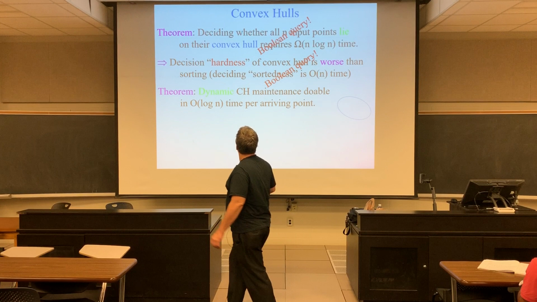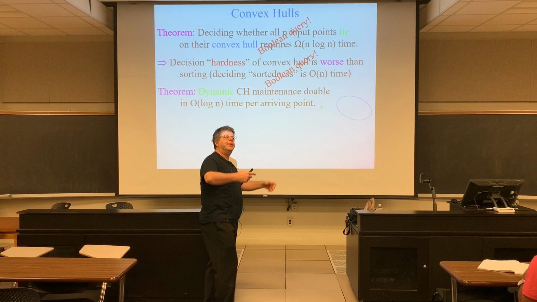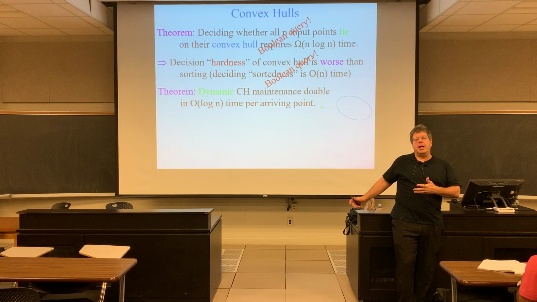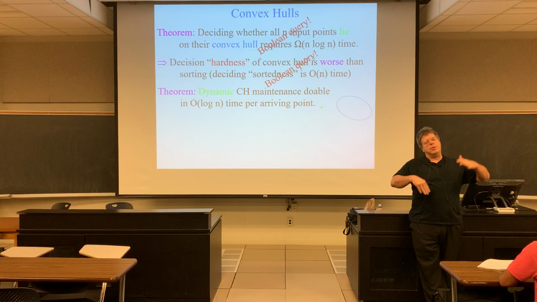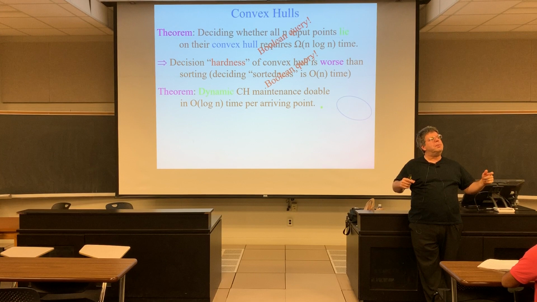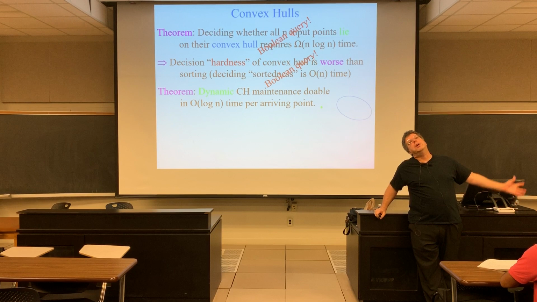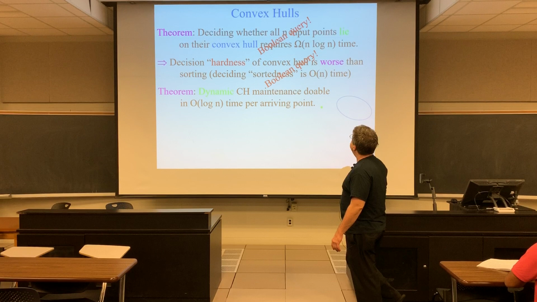Also, dynamic convex hull maintenance. Basically, it says if new points are being added one at a time and you want to maintain the convex hull with every new point, that's usually called the dynamic version of the problem. It happens all the time in real life. You have a database set up for fast queries. New things are being added to the database at every moment, and you still want the database index, or sorted index, to accommodate new queries, but you want to add new pieces of data quickly, like the Google search engine. You don't have to recompute the entire Google database every time a new URL is added to it, obviously. So it turns out you can do it in log n time per each arriving point.